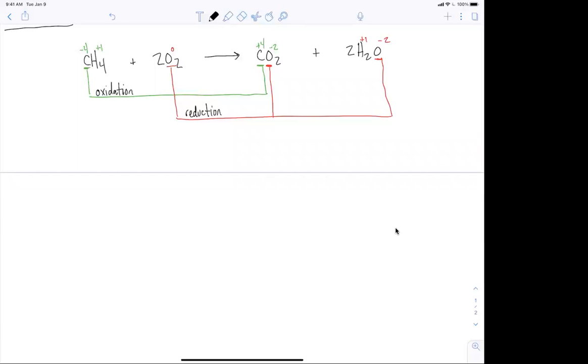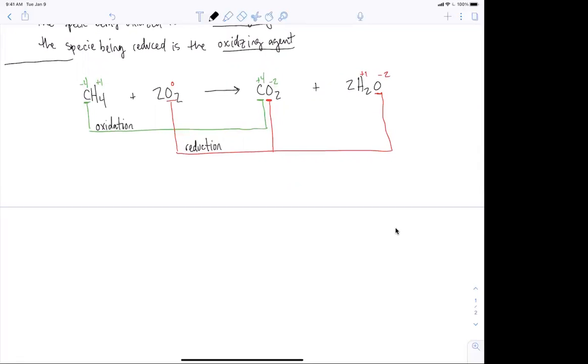Yeah. And then I guess for completion's sake, what's the oxidizing agent? The oxidizing agent is going to be oxygen because it's what's being reduced, and the reducing agent is going to be CH4. So when you talk about the agent, you're talking about the whole compound. You don't say the reducing agent is the carbon, it's the CH4.